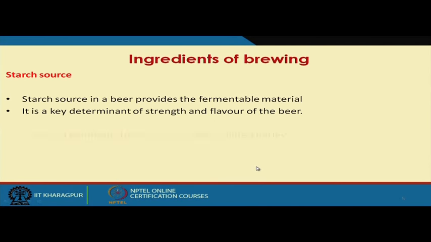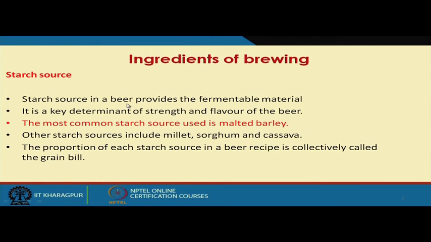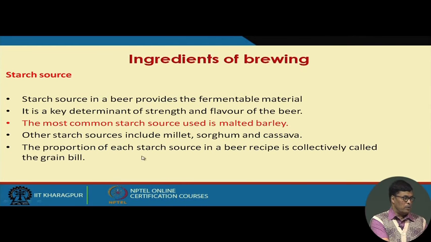The starch source. Here in beer, it provides the fermentable material. It is a key determinant of the strength and flavor of the beer. The most common starch source used is malted barley, and other starch sources are millet, sorghum, cassava. I told you that we also use rice starch and wheat starch. We also use the proportion of these starches in the beer recipe, collectively called the grain bill. So these are the different starch sources we use.